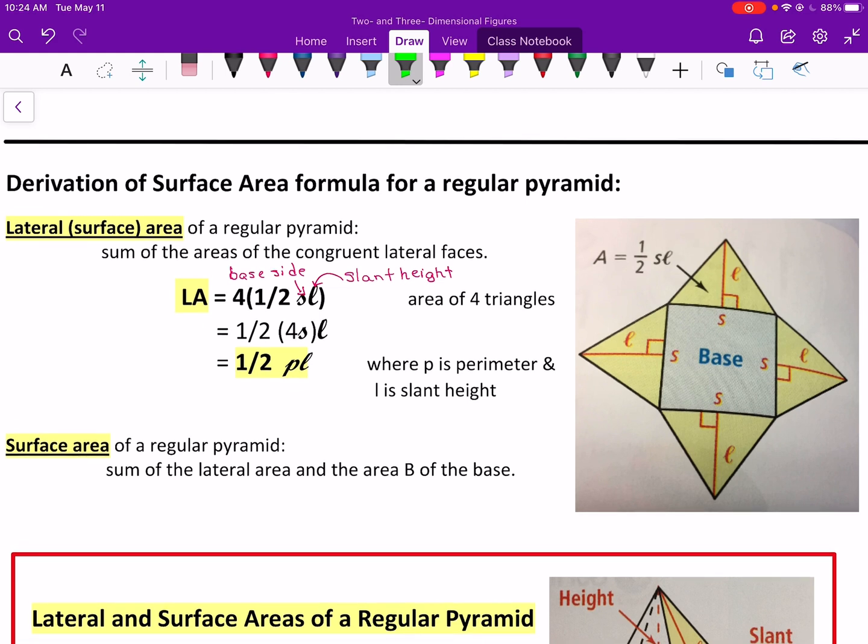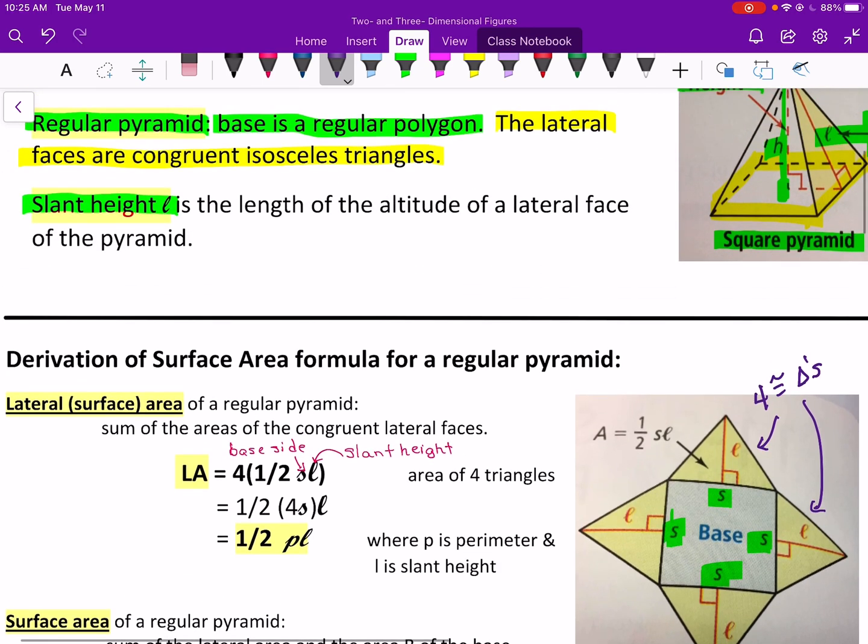We have a square base, and since it is a square base, every one of those sides have the same length, sides of the bases. And since each of the 4 triangles are congruent isosceles triangles, you have 4 congruent triangles around the outside. What was the slant height of the pyramid is the height of one of those triangles.